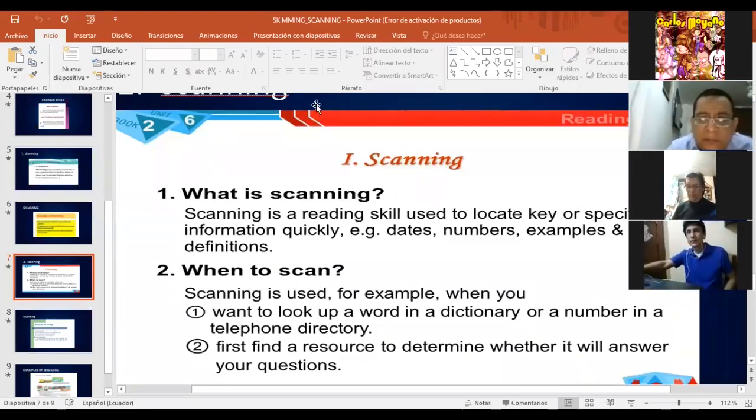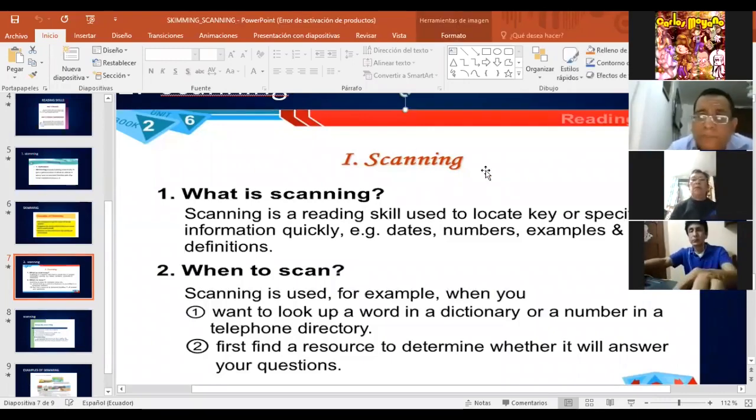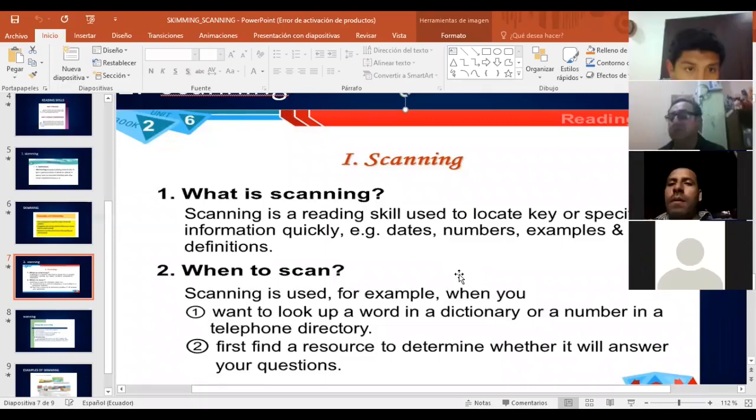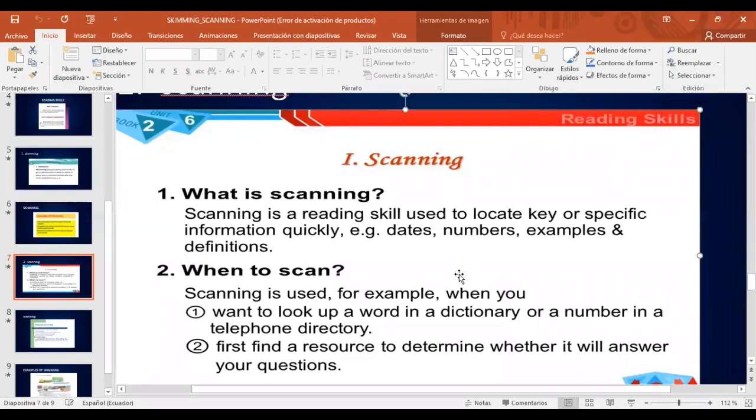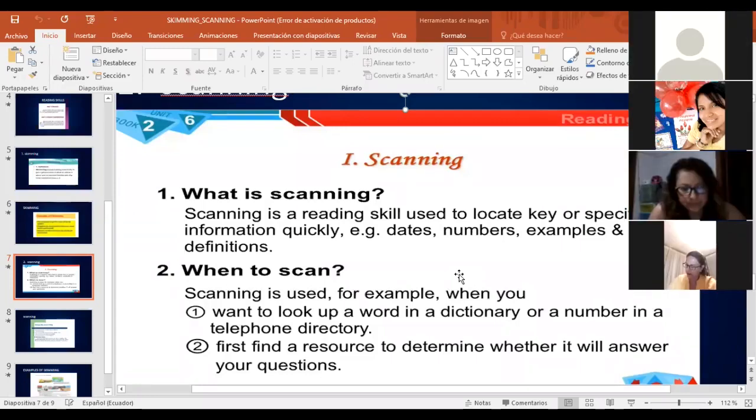Colleagues, have you ever used this strategy before? What do you know about it? When you present, for example, a reading format test and you want the students to circle the correct answer or fill in the gaps, you're using specific information from the text. Yes? For example, William Shakespeare was born in blank. This is a year, okay? Caperucita lived in a blank.